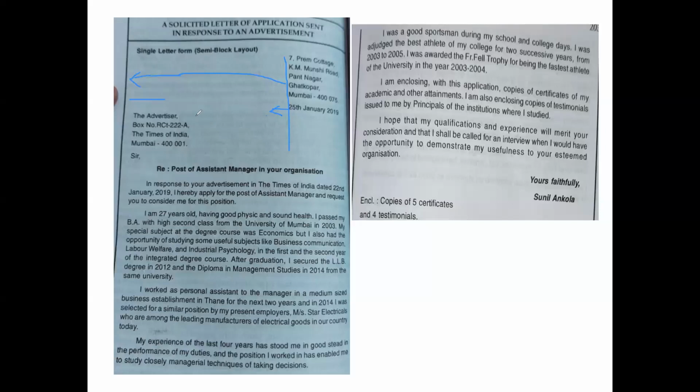After that, inside address. Now see how the inside address is given here. Inside address कैसे दिए देखो आप. How it's given there. I will just use other color so that you will be able to see. See here the address, advertiser, box number, Times of India, Mumbai. Like that the details are given.